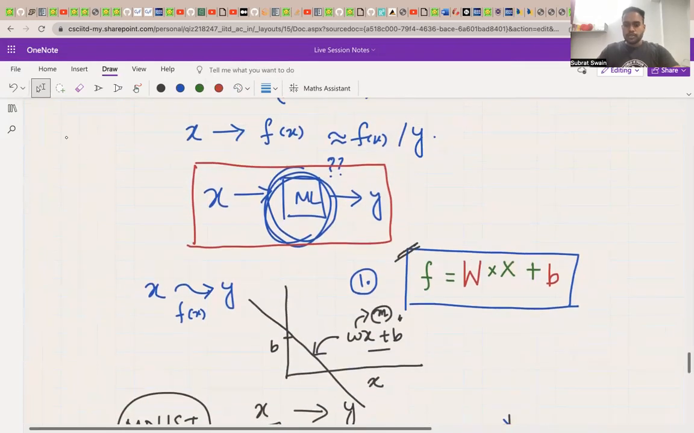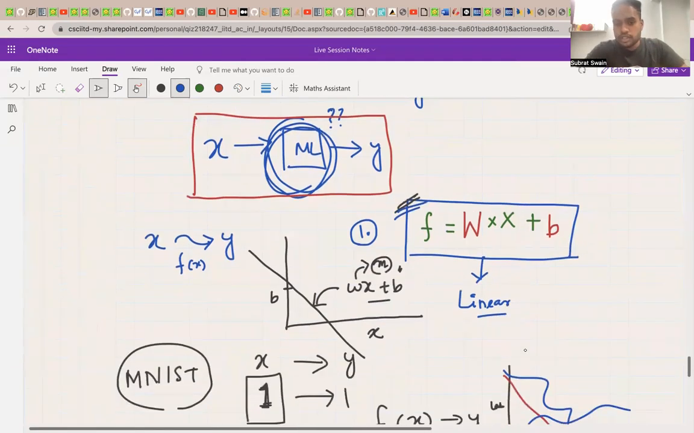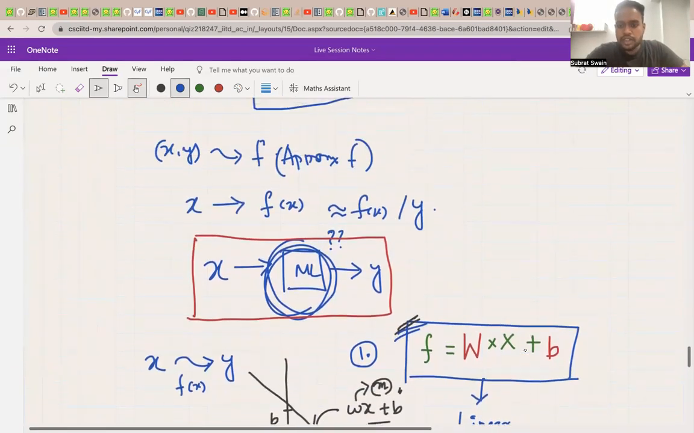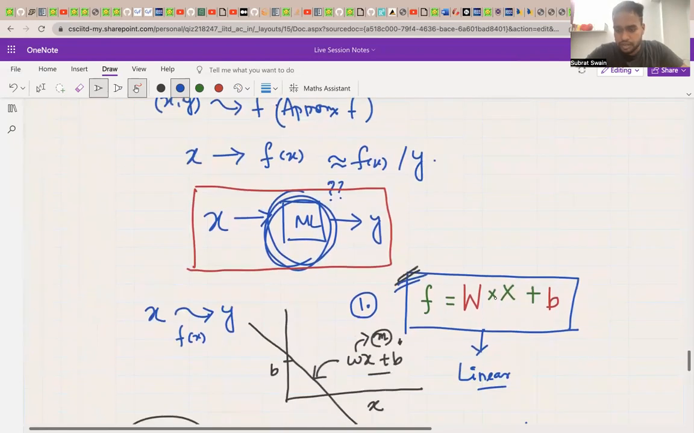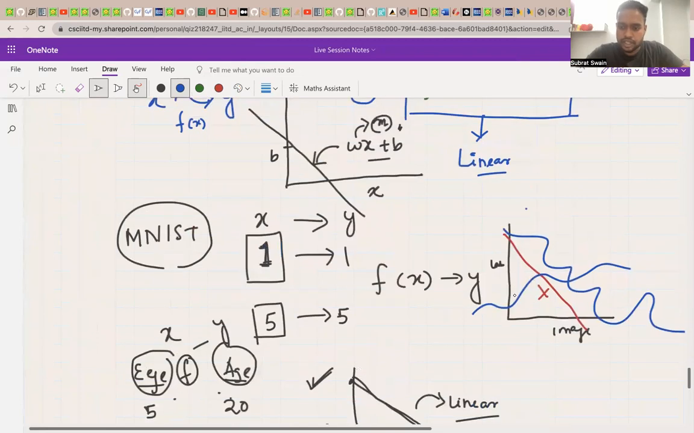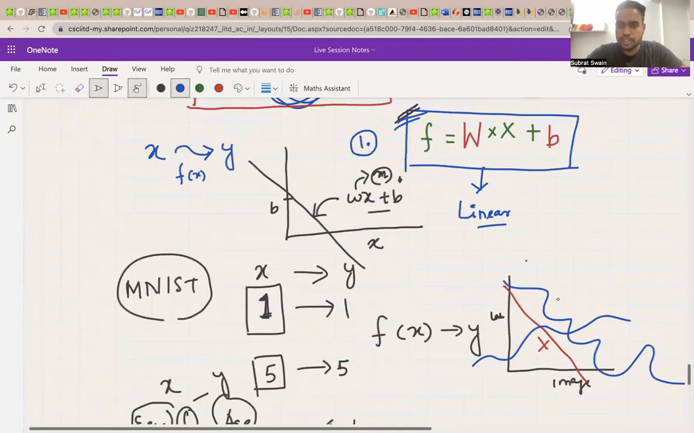The problem with this method is that it is linear. So we need to add some sort of non-linearity to it, such that it will be able to predict the non-linear functions that are there.